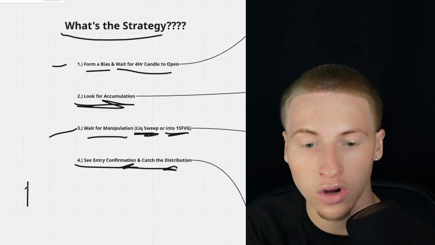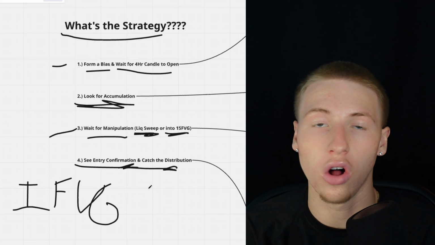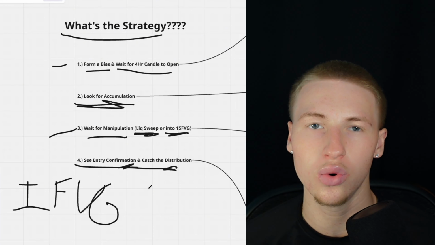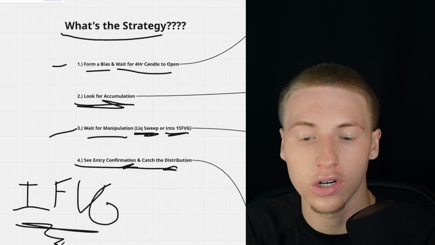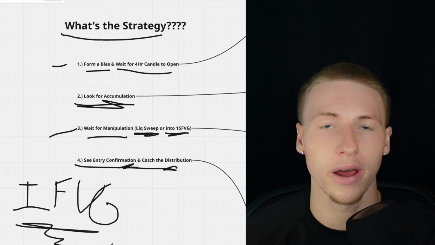And like you saw in the title, our entry confirmation is an inverse fair value gap almost all of the time, but I will say that you can look for CISDs too if there is no inverse fair value gap. But most of the time we are looking for these inverse fair value gaps because they are there most of the time, and they often give us better risk to reward and better entries than CISDs. But just write that down, remember that in the back of your mind, that even if there is no inverse fair value gap, you don't need to pass up on the setup. You can still look for CISDs.